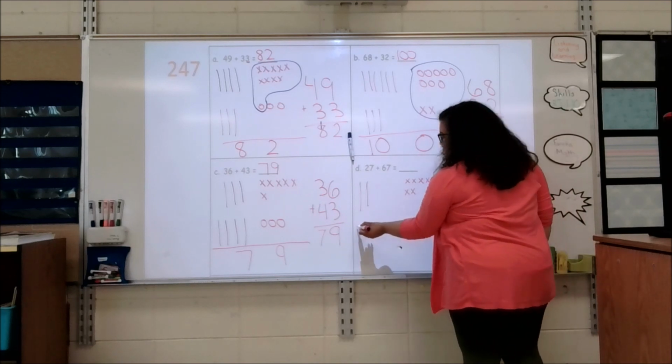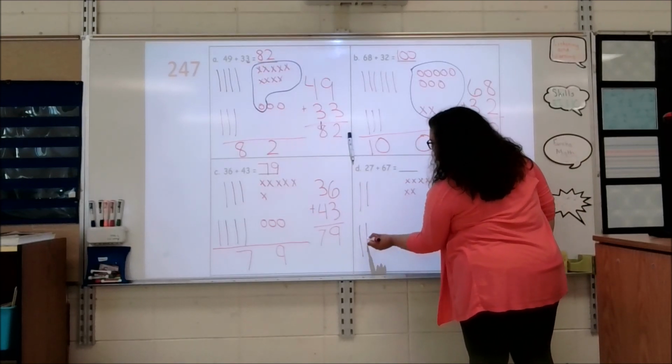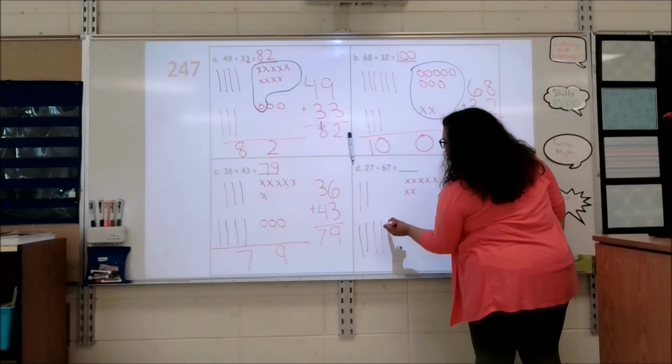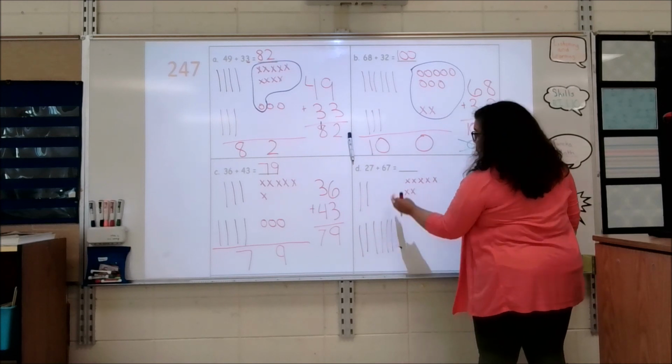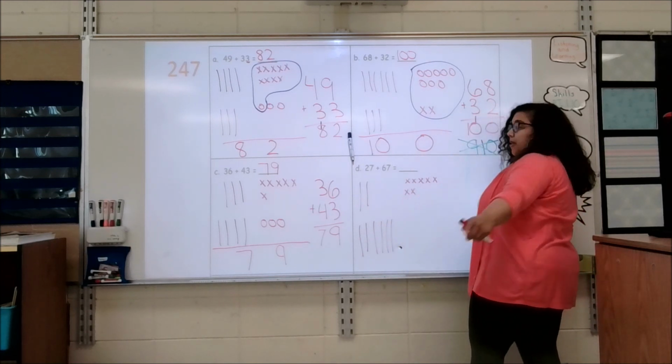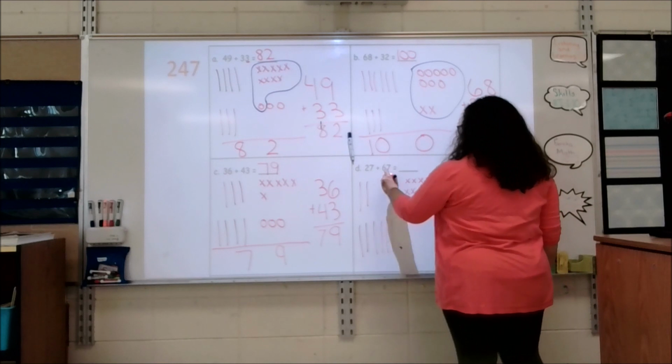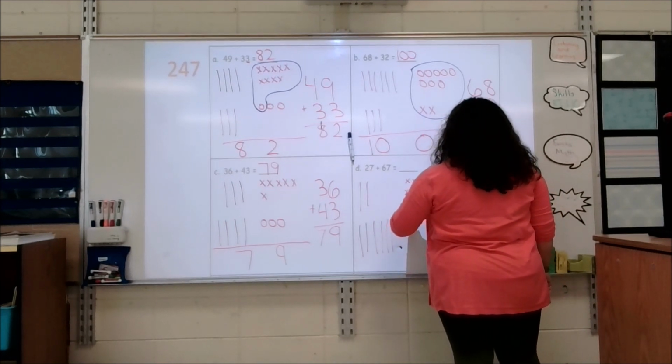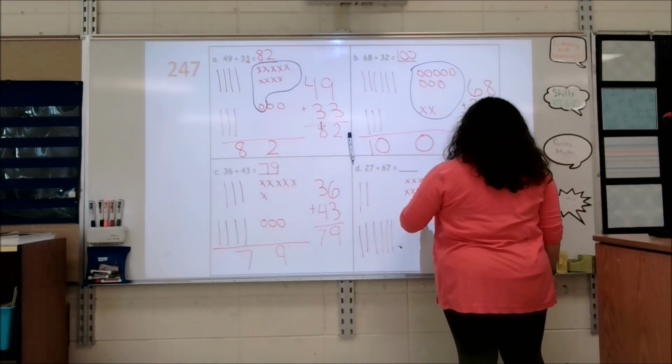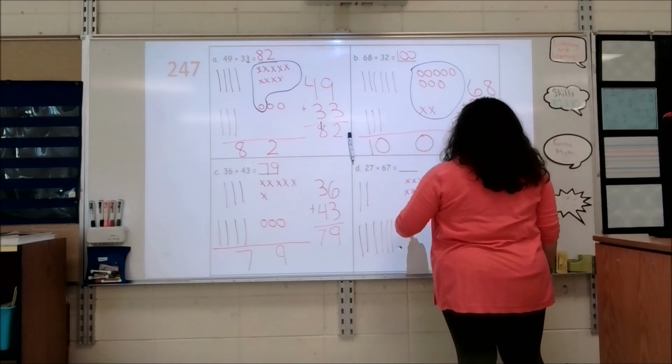So let's draw 67. 1 10, 2 10, 3 10, 4 10, 5 10, 6 10. See, this time, I left space. I knew I needed to leave space. Now let's draw 7 more ones. 1, 2, 3, 4, 5, 6, 7.